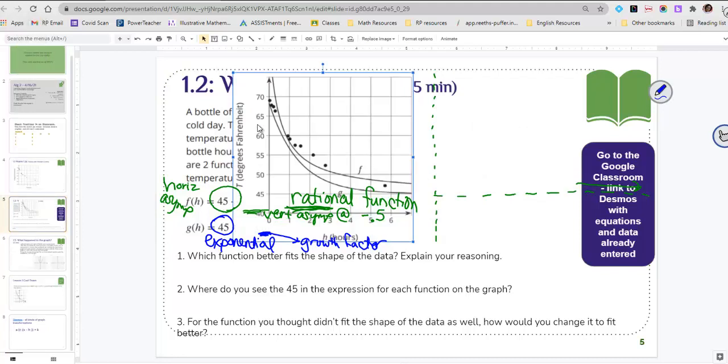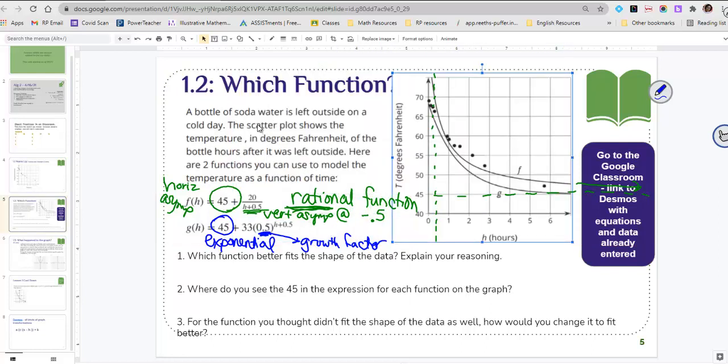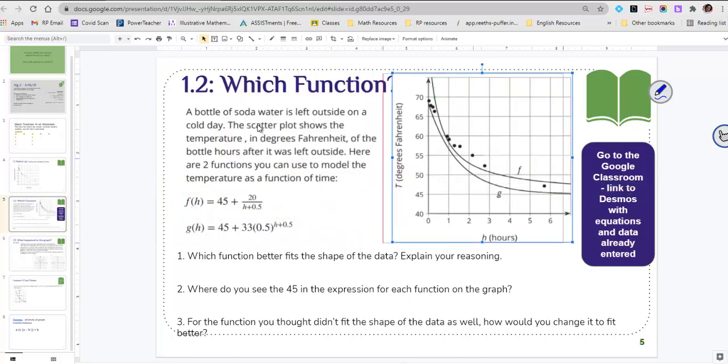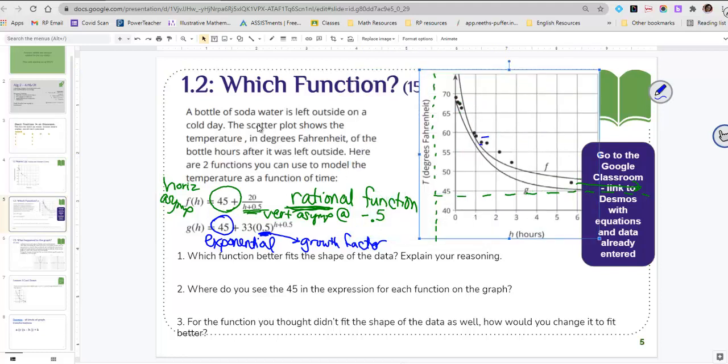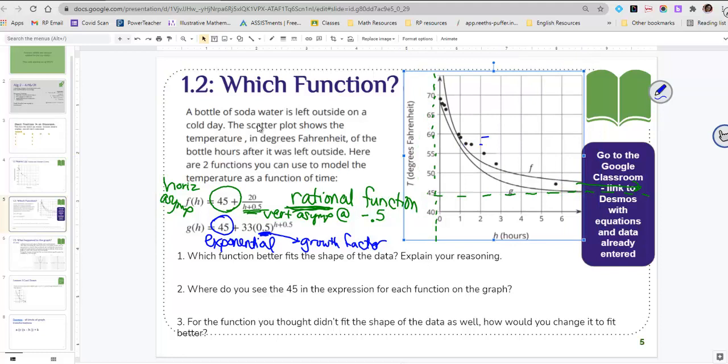Alyssa, what'd you guys say? Which one seems to fit better? Ooh, why am I helping you? Big. I love technology. I really do. All right, sorry. Which one did you guys say fits better?